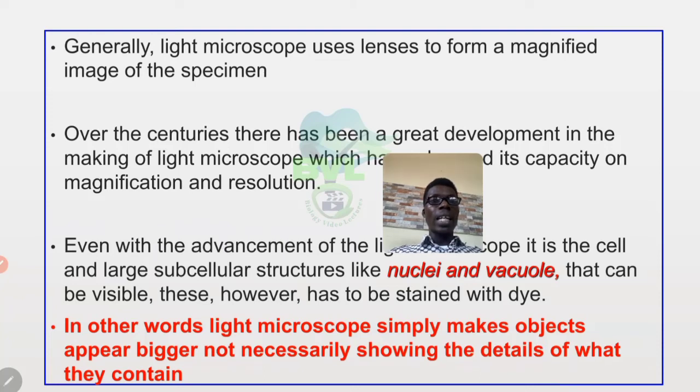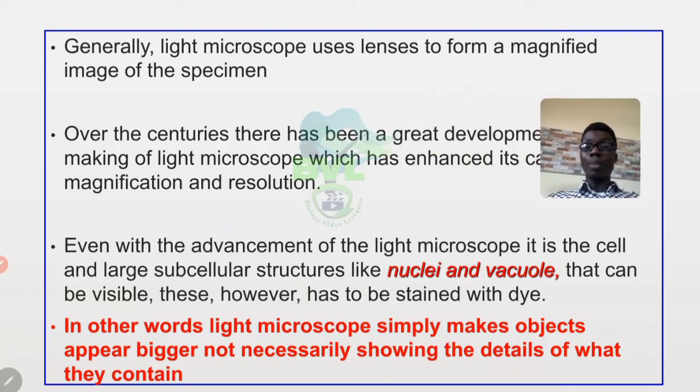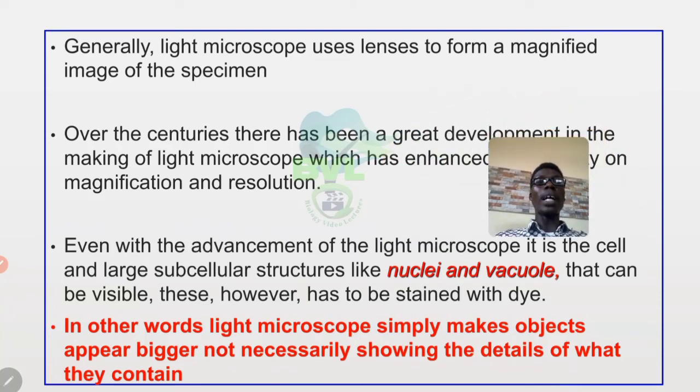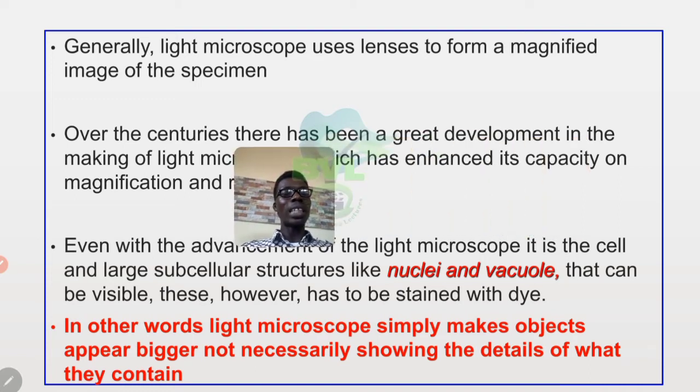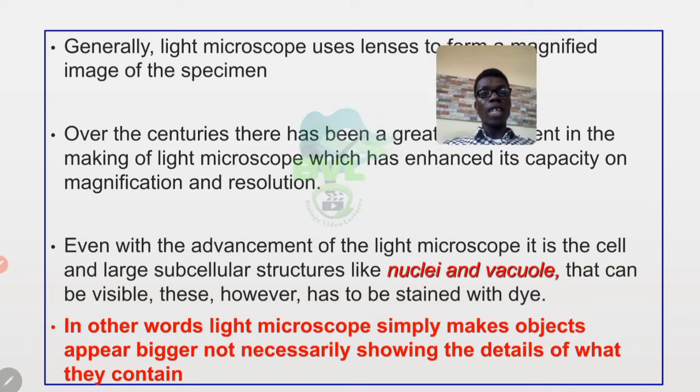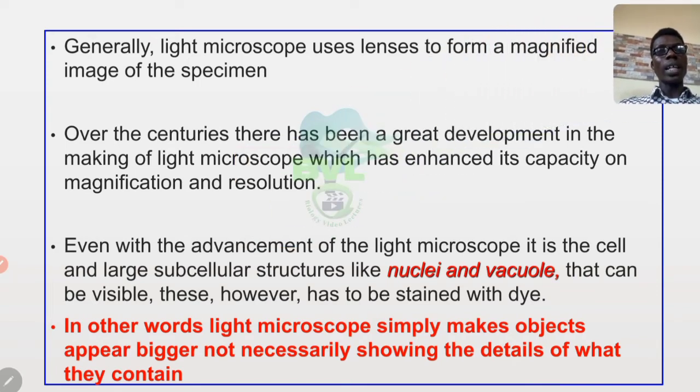Right then. Now we're talking about the light microscope. I think we did that by looking at those structures. Yes, you've seen the parts of the light microscope, but let me talk about it in a bit more detail. It says here, generally, the light microscope uses lenses to form a magnified image of the specimen. It uses lenses, but over the centuries there has been great development in the making of the light microscope, which has enhanced its capacity for magnification and resolution.